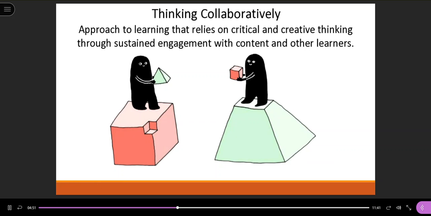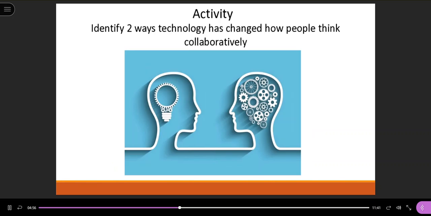So actually, I would like for everyone to identify 2 ways that technology has changed how people think collaboratively. And again, virtual students, please make sure to record these answers and email them to me afterwards.